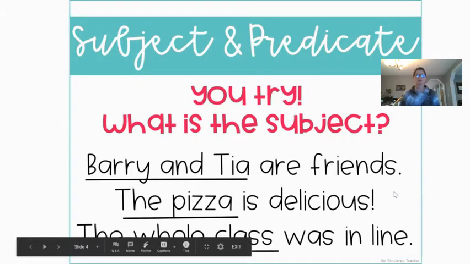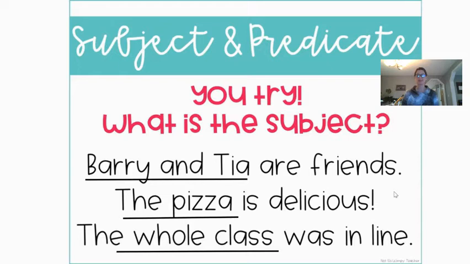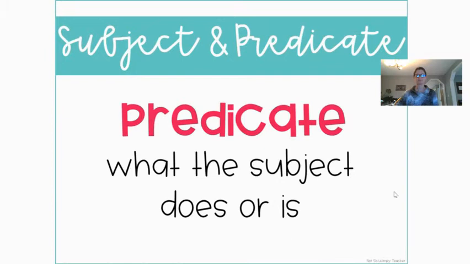The whole class was in line. And the whole class is the subject, because that's who the sentence is about. Now, the predicate is what the subject does or what it is. Like the pizza is delicious. The delicious is the predicate.